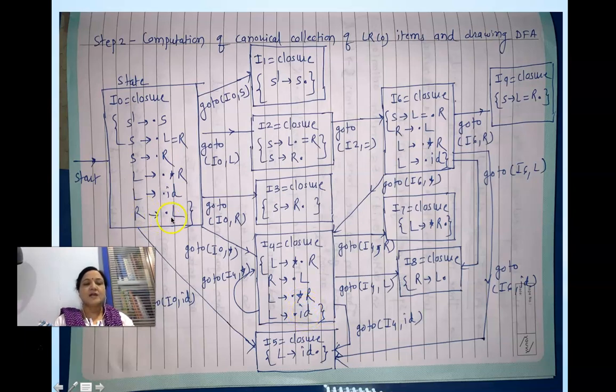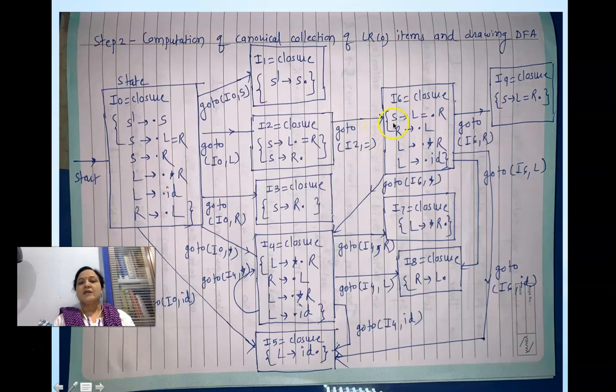Then for this R tends to dot L, that we have already added. The next is L tends to dot ID. So for I5 we get the closure as L tends to ID dot. Now this is a complete item, we cannot further expand the closure. So from I1 I will not get any transition, but from I2, yes, after the dot the terminal equals to is there. So I will get a transition, go to I2 comma equals to.